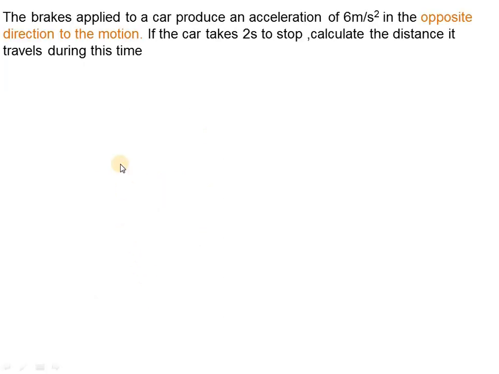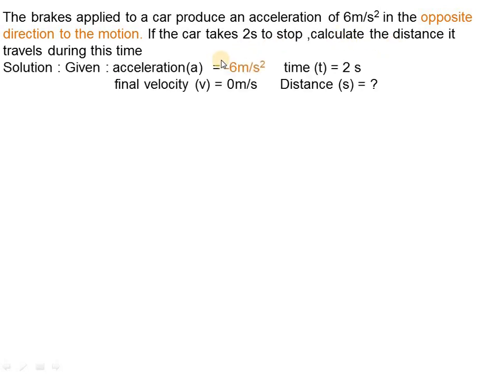Coming to the next question, the brakes are applied to stop a car and produce an acceleration of 6 meters per second square, and this acceleration is in the opposite direction. The car takes 2 seconds to stop and we have to calculate the distance it travels during this time. Now children, if you observe carefully, I have highlighted this part, opposite direction to motion. When I say opposite direction to motion, it means the acceleration is negative. How do you make out that acceleration is negative? When a body comes to rest, acceleration is always in the opposite direction, so it is always negative. So here acceleration is minus 6 meters per second square.